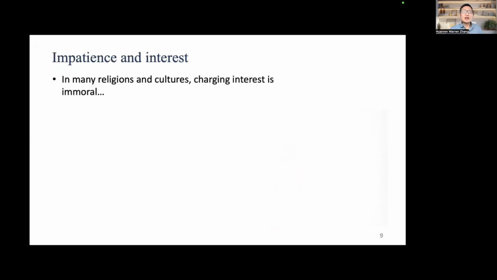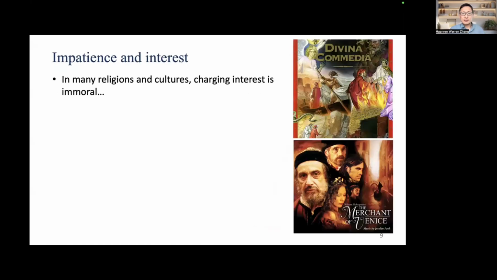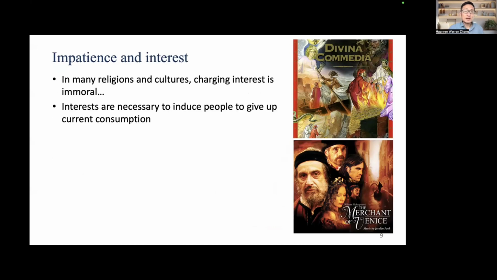But in a lot of cultures, in many religions, charging interest is immoral. So here is an interesting story you probably have heard. It's written by Shakespeare, the Merchant of Venice.